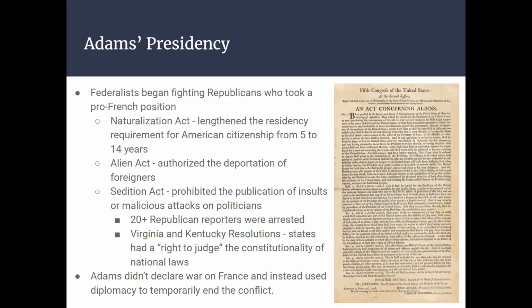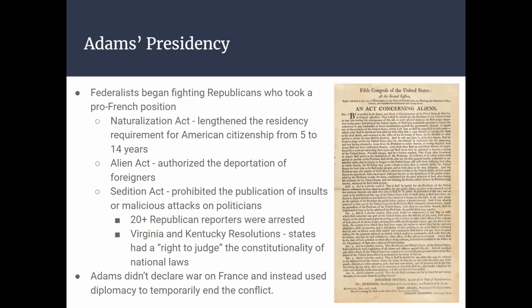They also passed the Alien Act, which authorized the deportation of foreigners, and there was a pretty wide ability for the government to basically deport anyone they wanted to. And one of the most controversial acts was the Sedition Act. The Sedition Act would prohibit the publication or the utterance of insults or malicious attacks on politicians. So if you say anything bad about the president, you could be thrown in jail. Even if the statement you say is true, if it's malicious, you could be thrown in jail. Can you imagine what that act would be like today in the United States?